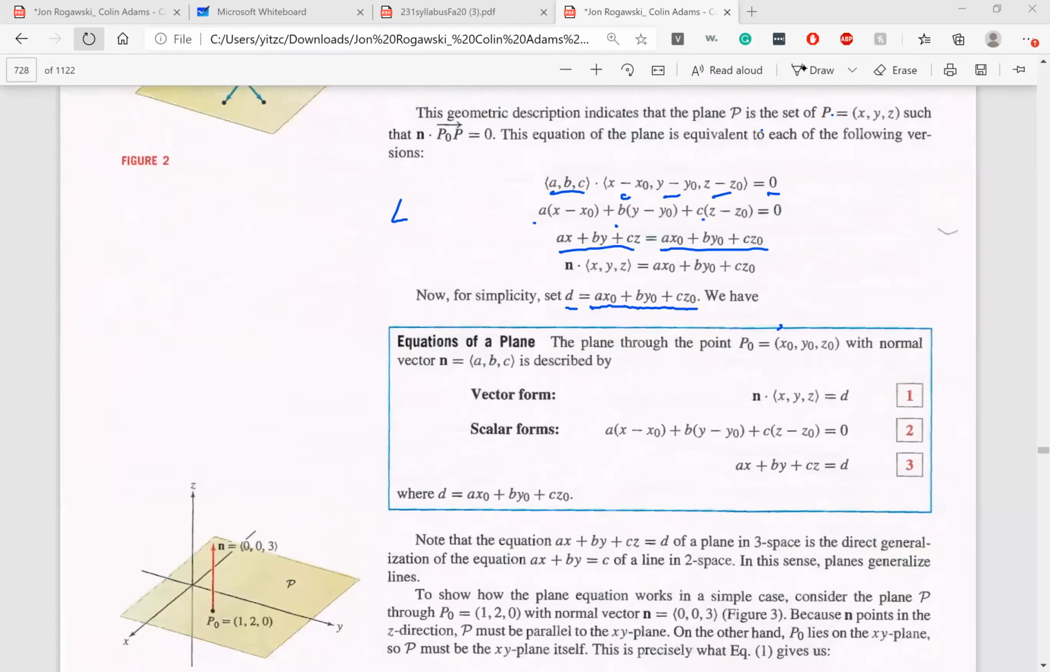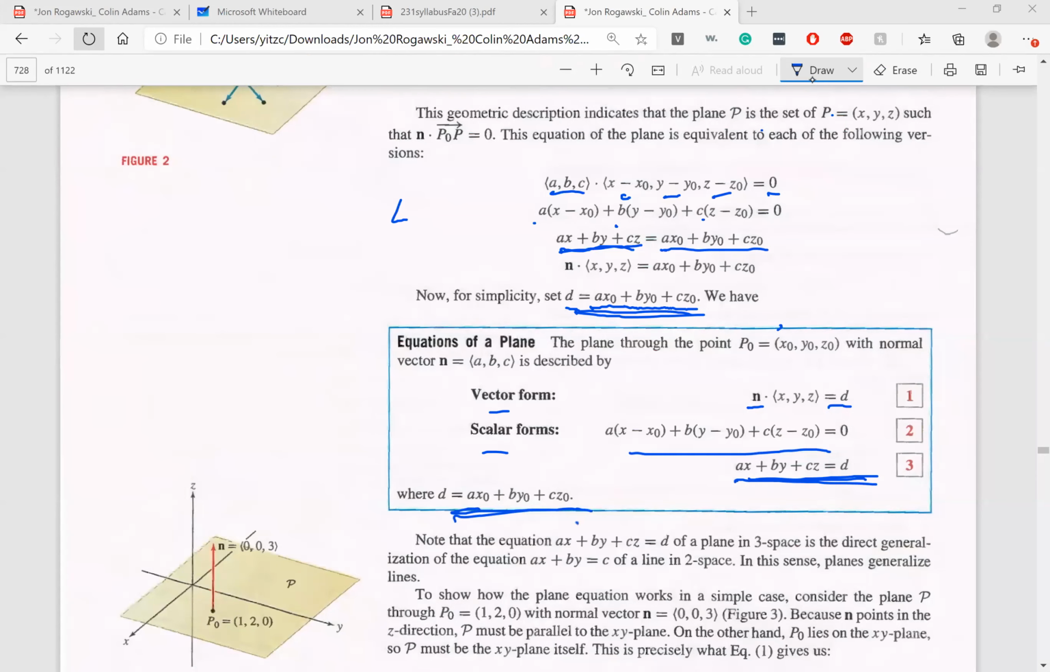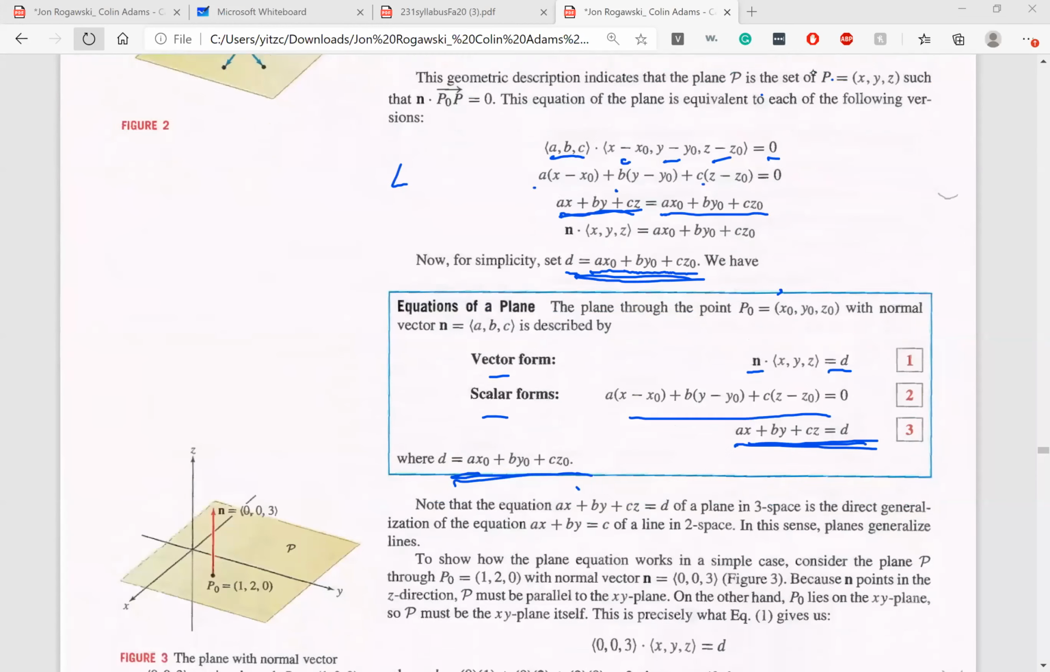So we now know how your plane looks and what d is going to be. In vector form, your plane looks like n, your normal vector, dotted with (x, y, z) is equal to d, which is equal to ax0 plus by0 plus cz0. And in scalar form, your plane looks like this, or like this. More importantly, it looks like something like this, where your d is equal to that. So if you ever want to find your plane, we know exactly how it should look, and we know exactly what we need to do in order to find our d.